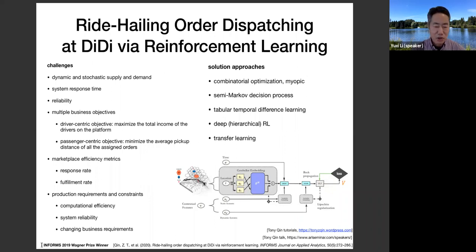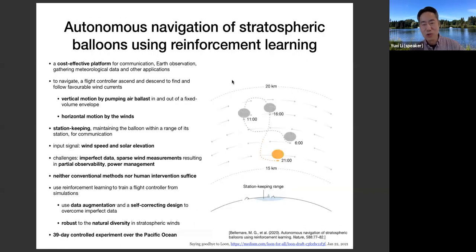And they received a very good award from INFOCOM, called the Wagner Prize winner. There are lots of resources online from, say, Tony Chen. They have tutorials, workshops, and papers. So that's pretty interesting to look at. I think I will go faster and speak more from my own point of view.